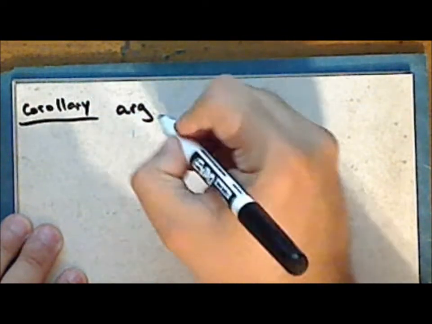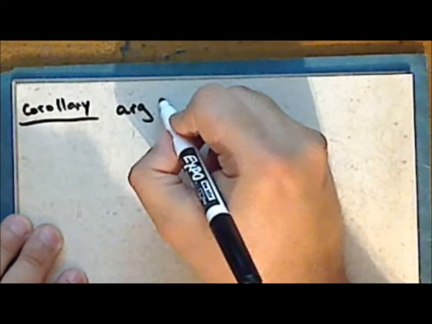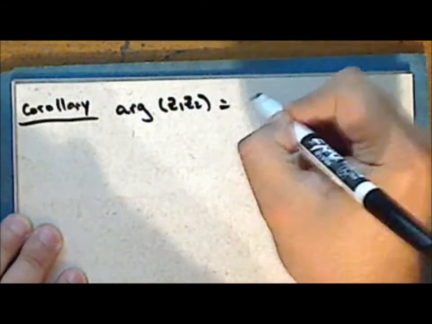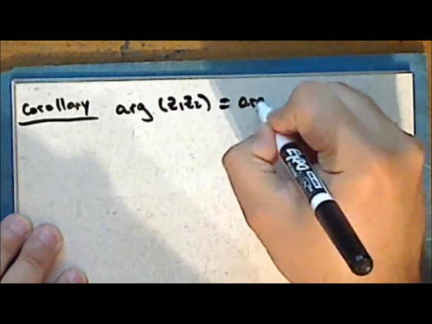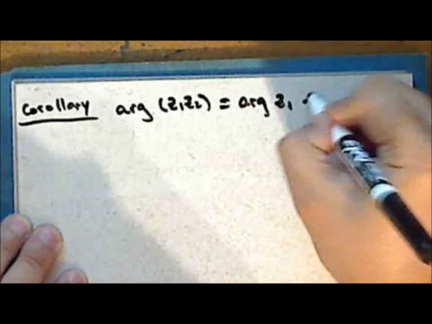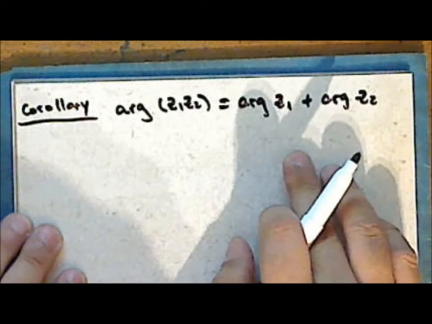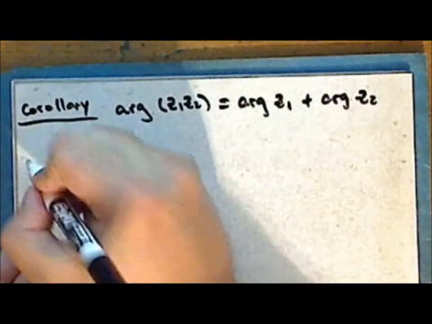I will state it this way. The set of the arguments of the product z1 z2 is equal to the set of arguments of z1 plus the set of arguments of z2. Now, this is what we call an identity equation.